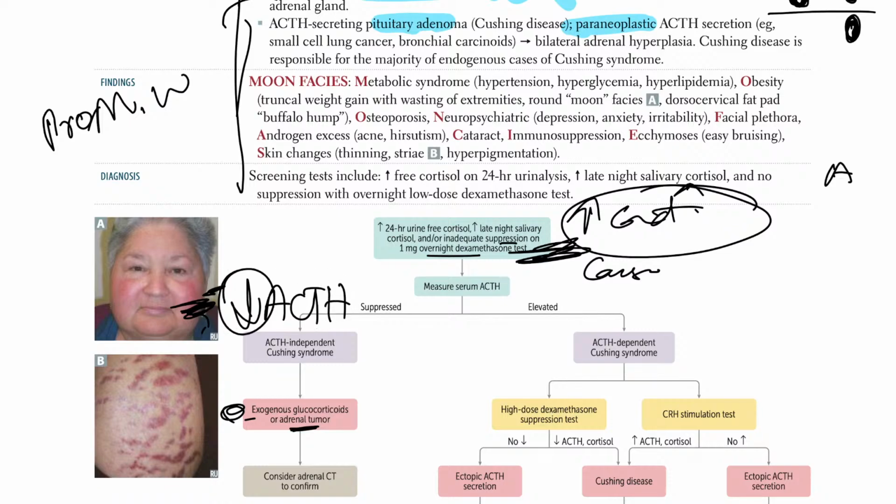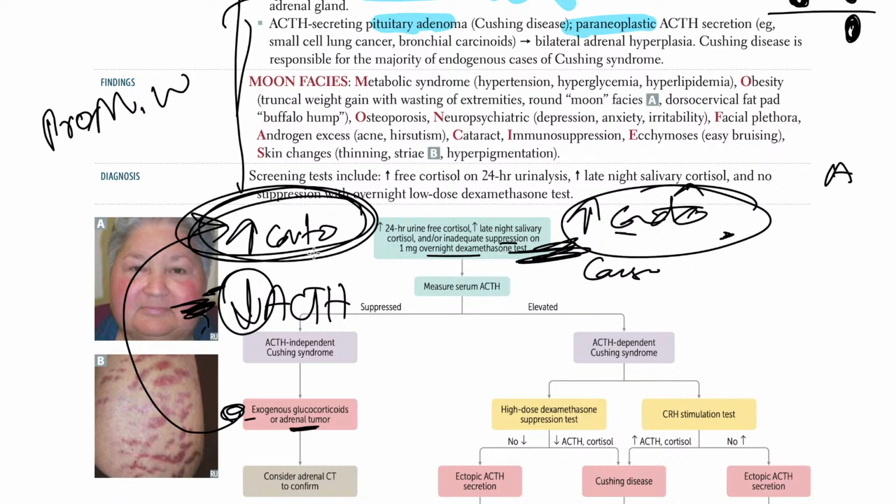When the ACTH is low and you have an increase in cortisol, that means this cortisol is coming from outside or within the adrenals, which is an adrenal tumor. So how can we check that? Well, first we have to do an adrenal CT to confirm, or ask the patient, hey, did you take anything from outside? And also confirm with the adrenal CT.